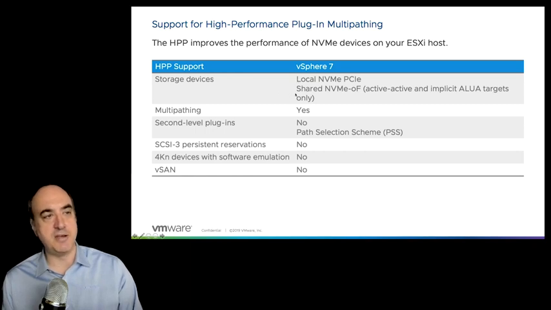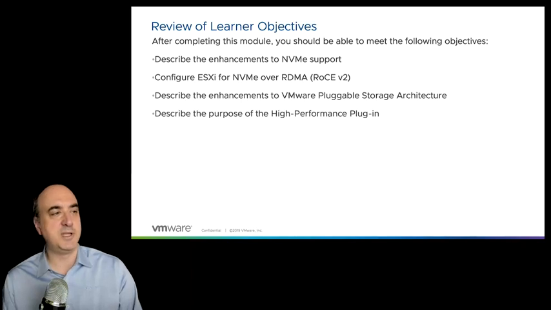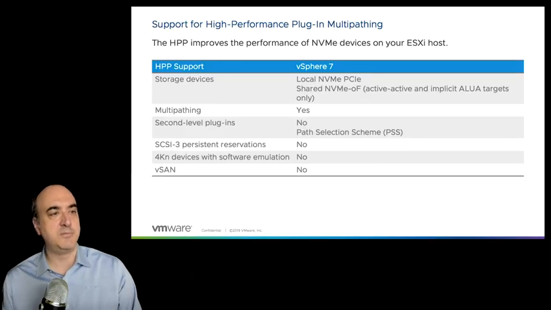It is really meant for, and is the default for, shared NVMe over Fabric types of storage, both active-active as well as ALUA targets. It provides multipathing, obviously. It also offers a round-robin latency option like we do with traditional storage. And it also provides its own path selection scheme. It does not provide SCSI-3 persistent reservations, so that's one thing just to be mindful of. And it also does not support 4K native devices with software emulation. And it also does not support vSAN, right?